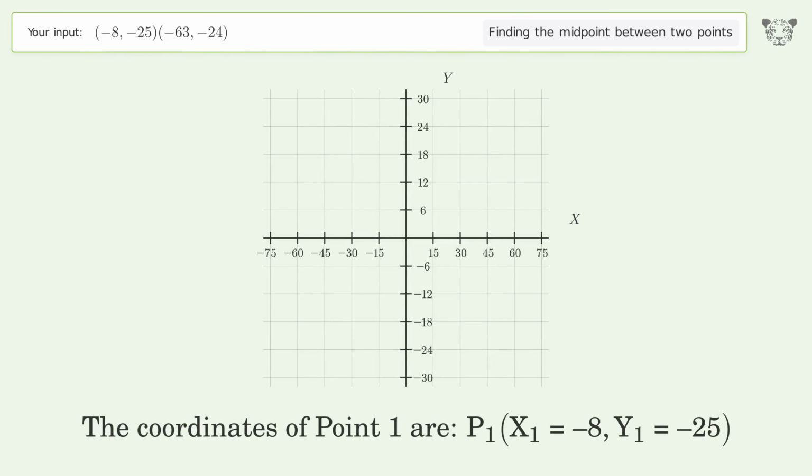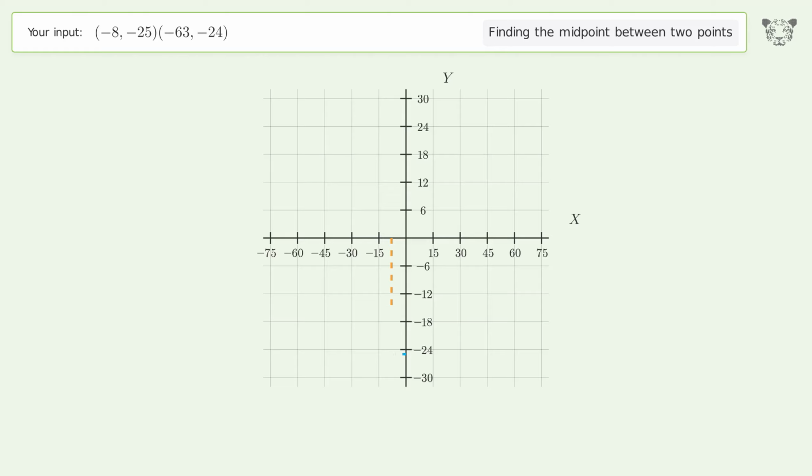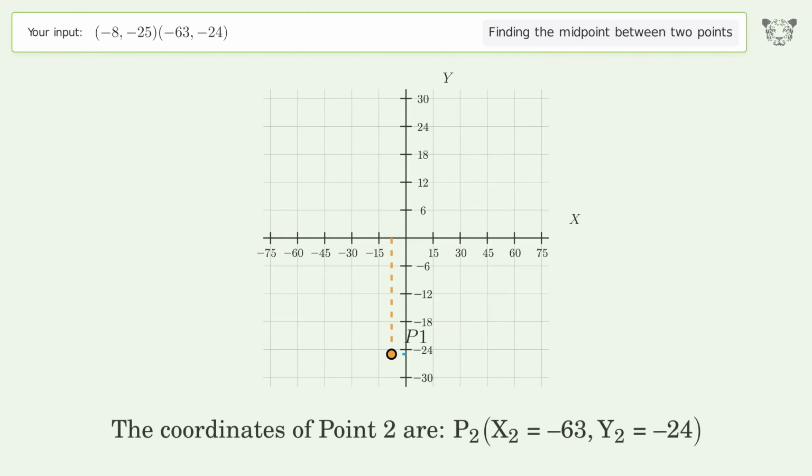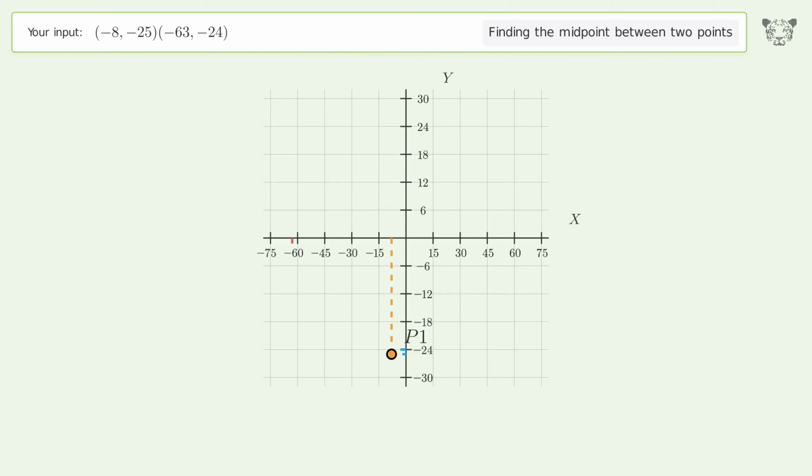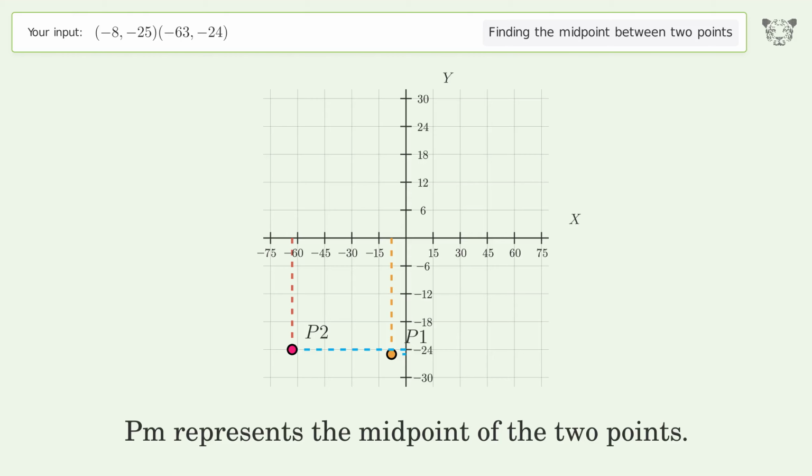The coordinates of point 1 are, x1 equals negative 8, y1 equals negative 25. The coordinates of point 2 are, x2 equals negative 63, y2 equals negative 24. PM represents the midpoint of the 2 points.